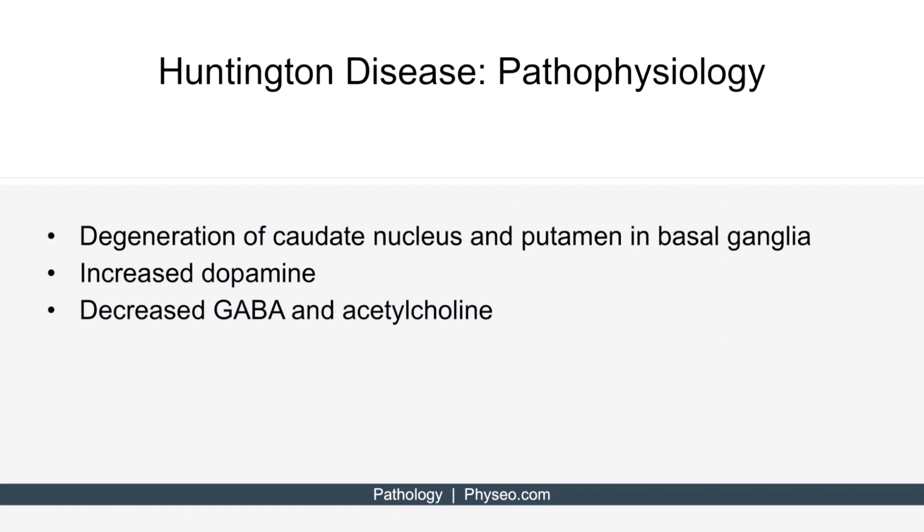All right, now let's discuss the pathophysiology. The disease leads to the degeneration of the caudate nucleus and putamen in the basal ganglia. This causes an increase in dopamine and a decrease in GABA and acetylcholine. Elevated dopamine levels activate the nigrostriatal pathway, which results in choreiform movements. These elevated levels also activate the mesolimbic pathway, which results in psychotic symptoms.